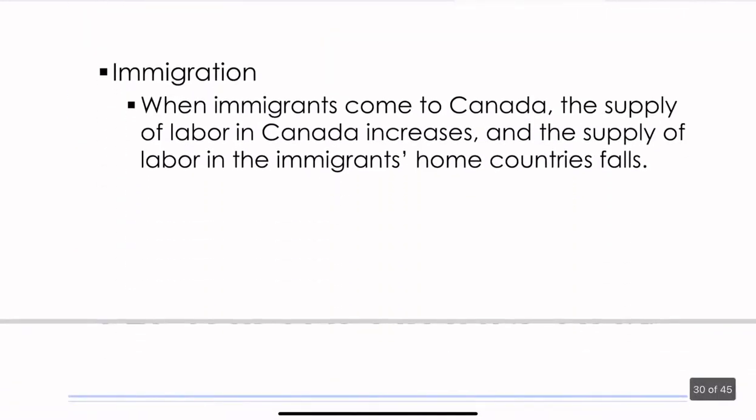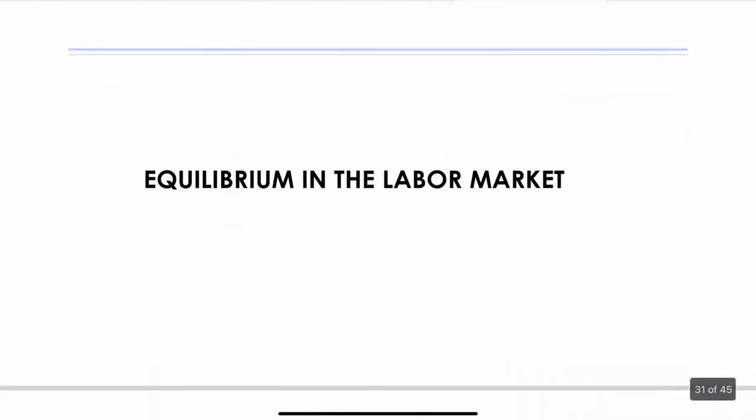So the third reason is immigration. This is easy to understand, right? If there are more immigrants, let's say coming to Canada, then the supply of labor will increase, right? Because now we have more workers. And then the side effect is that the supply of labor in the immigrants' home countries will fall.